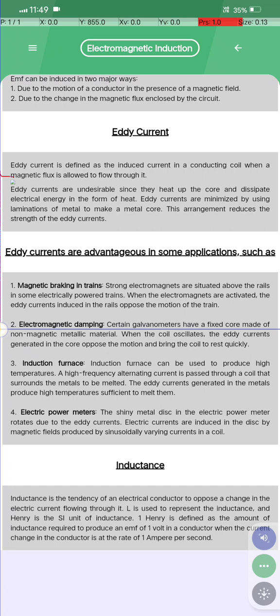इलेक्ट्रोमैग्नेटिक डैम्पिंग क्या होता है? देखो, certain galvanometers have a fixed core made up of non-magnetic metallic material. When the coil oscillates, the eddy currents generated in the core oppose the motion and bring the coil to rest quickly. इंडक्शन फर्नेस क्या होता है?